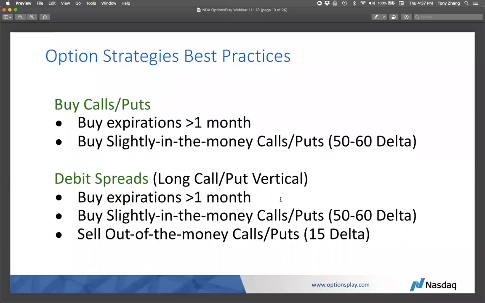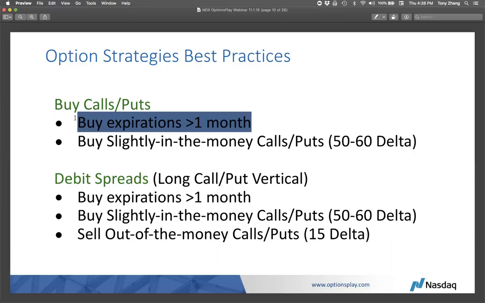So for those of you that are brand new to buying calls and puts, welcome to options. I hope this inspires you to consider taking a look at this as opposed to just outright buying the stock. But when you're buying calls and puts, you generally want to buy expirations that are at least a month or longer, because when you're buying calls and puts, time value or time decay is working against you.